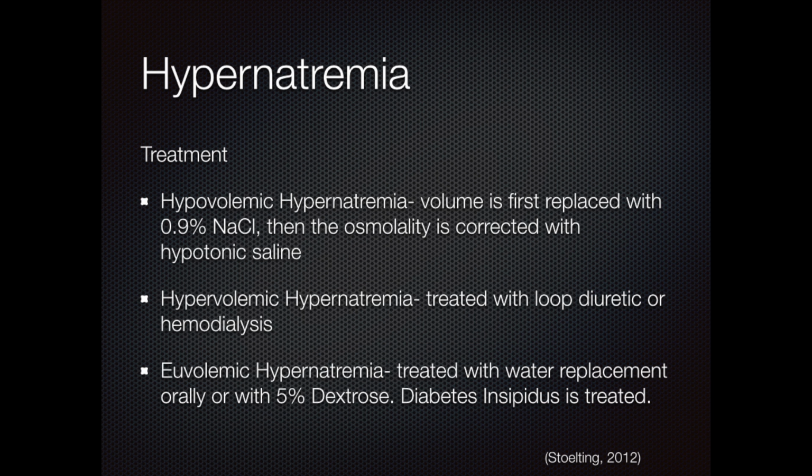The treatment for hypernatremia depends on the patient's fluid status. Hypovolemic hypernatremia is first treated with normal saline to correct the fluid deficit. Then the hypertonic state is treated with hypotonic saline. In the hypervolemic patient, loop diuretics are employed. If the patient has renal failure, dialysis is utilized. Euvolemic patients typically have diabetes insipidus. It's determined whether or not the patient's DI is neurogenic or nephrogenic, and he or she is treated respectively.